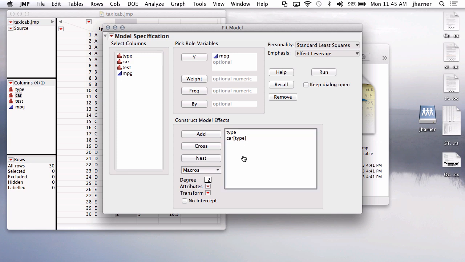Now I don't need to put in the other term because that will be left in the residual. So I don't need to put that third term, which is test within car and type. I don't need to do that. It's what the residual will be.